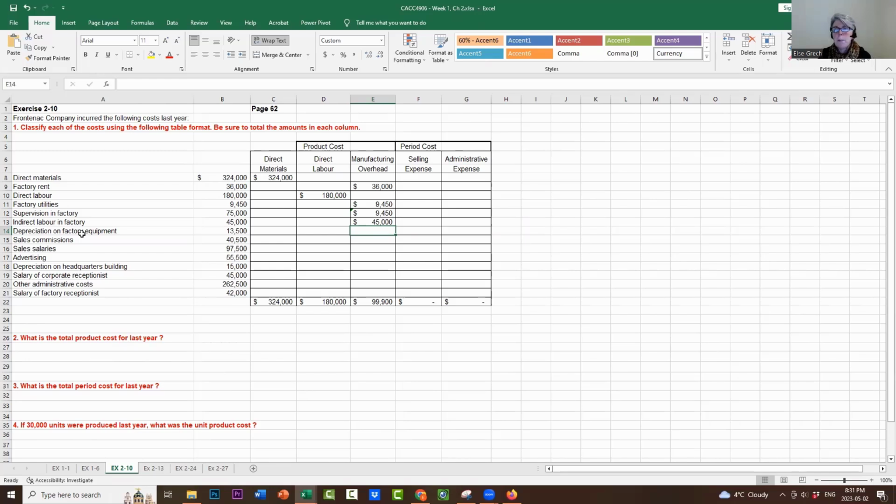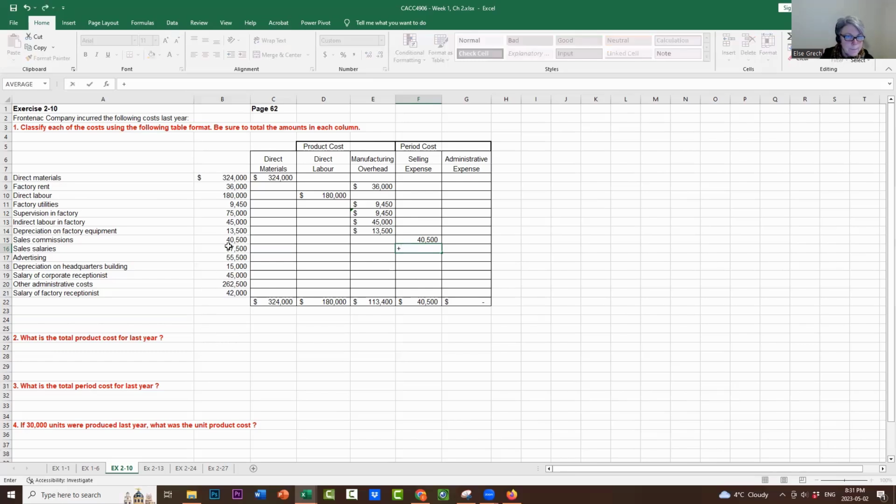Depreciation on factory equipment, manufacturing overhead. Absolutely. Sales commission, selling expense. Sales salaries. Okay, is it admin or is it selling expenses? This is selling expenses. If it has anything to do with sales, put it always into selling expenses. Advertising. It's never manufacturing overhead because it has nothing to do with production. Remember, if it has nothing to do with production, it's definitely a period cost. This is a selling expense.